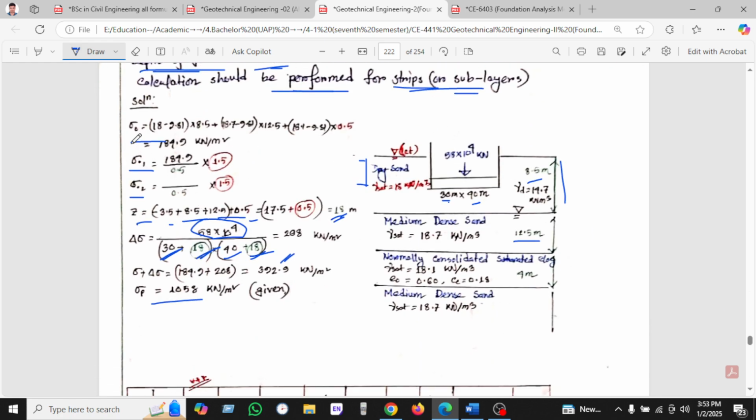Okay, let's see. Sigma naught is here, and sigma 1, sigma 2 and Z. I will get Z as minus 3. Why? Because of the depth of footing, and 8, which is the first layer 8.5 plus 12.5 plus 5, and found 18, and this is the sand layer.